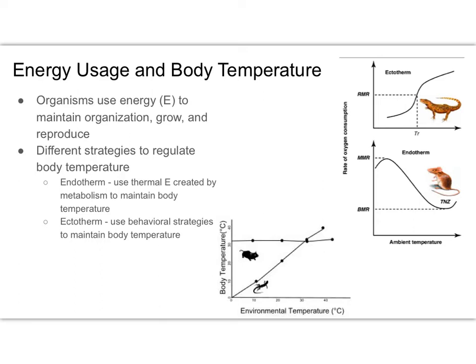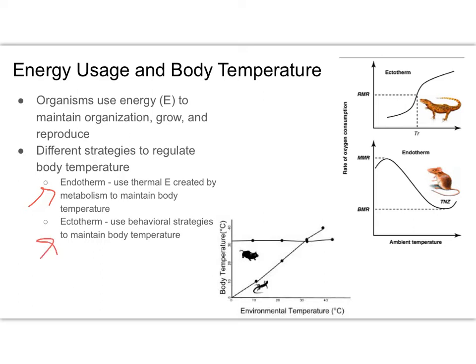So different strategies are used dependent upon the type of organism to help it regulate its body temperature. That's the example we're going to focus on here. Body temperature and metabolism. Okay, so the first one is going to be an endotherm. And the second one here we'll talk about is an ectotherm.